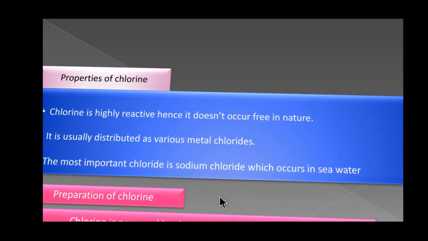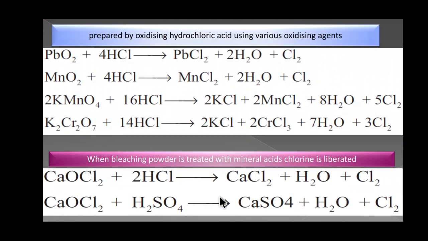Next, the preparation by oxidizing hydrochloric acid using various oxidizing agents. You just underline various oxidizing agents. What are the various oxidizing agents? The metal oxides: lead oxide, manganese oxide, potassium permanganate, and potassium dichromate. These are used as oxidizing agents.